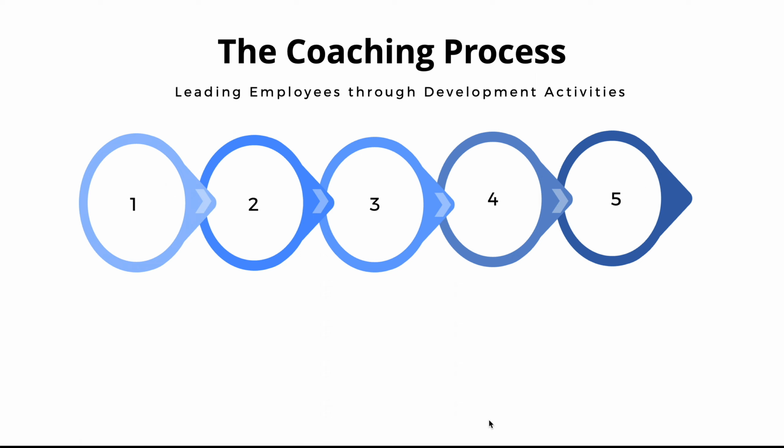So there are 5 steps to the coaching process. And the first is that we have to set development goals. So this is really part of the performance review process that we're setting development goals for the next performance review cycle so that employees know what they're working toward. And so really we use that as the starting point of where coaching comes into play.